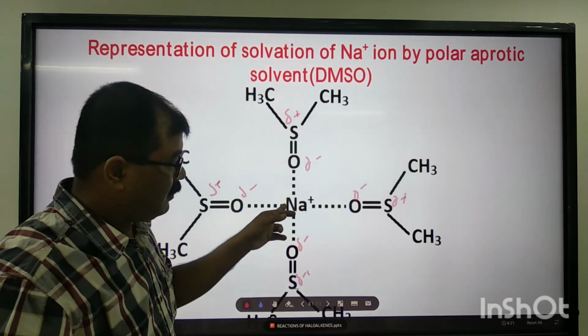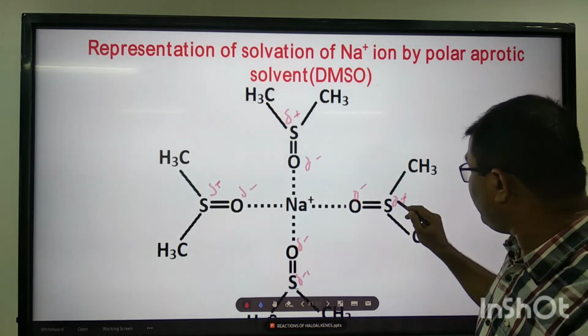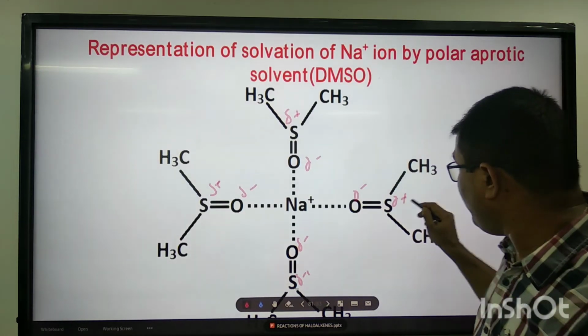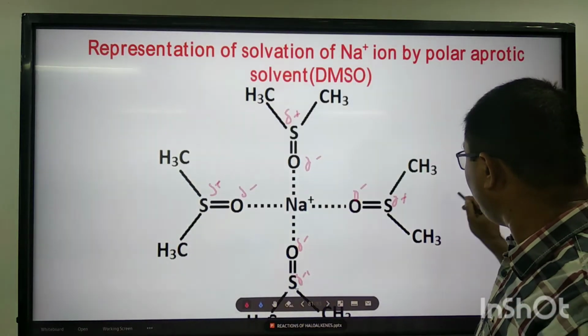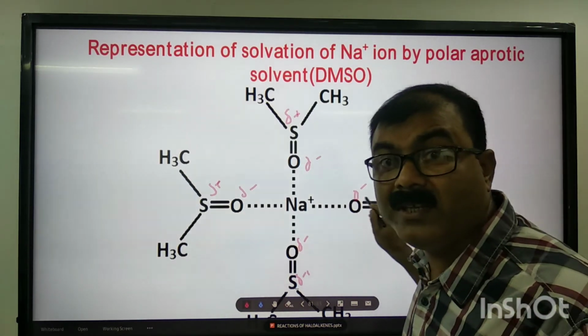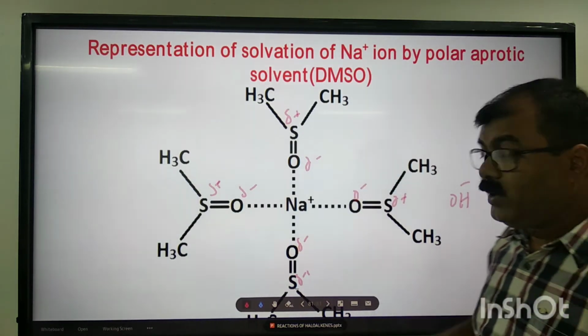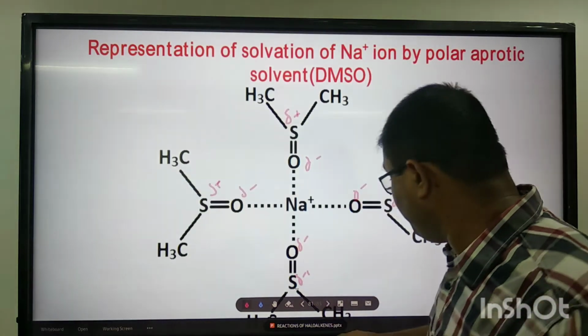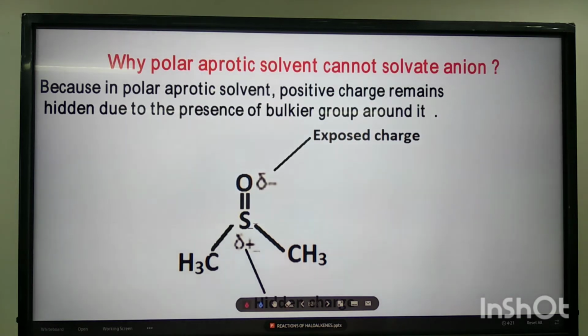Now the question is, why is delta plus there? Why are OH minus ions not attracted by this positive end of the polar aprotic solvent, suppose I am taking DMSO? What is the reason, my dear student? Always remember, in the next slide I am showing why a polar aprotic solvent cannot solvate anion. We have learned that it cannot solvate anion, but why?